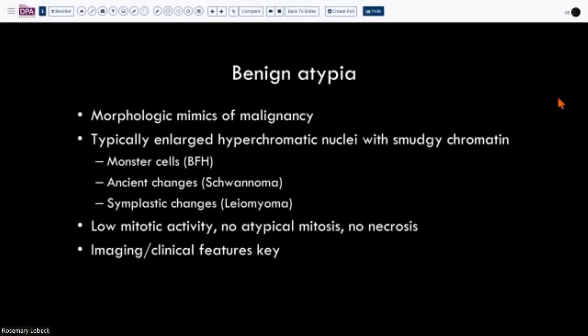So in summary, benign atypia in soft tissue neoplasms can morphologically mimic malignancies, particularly if one is not aware of these lesions. And the most common examples are the ones we saw: mast cells in BFH, so-called ancient changes in schwannoma, and symplastic changes in smooth muscle tumors. And overall, most of these lesions have low mitotic activity and no atypical mitosis, except that in rare cases of BFH you can have some atypical mitosis, but it still behaves in an indolent manner. And usually you don't see necrosis. So imaging and clinical features are really helpful in this type of setting.